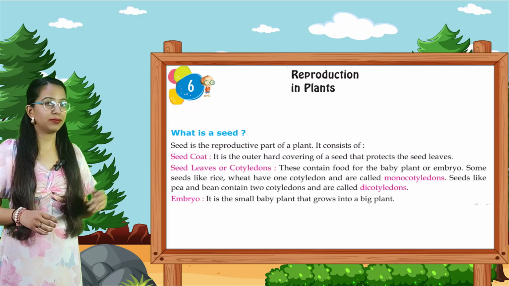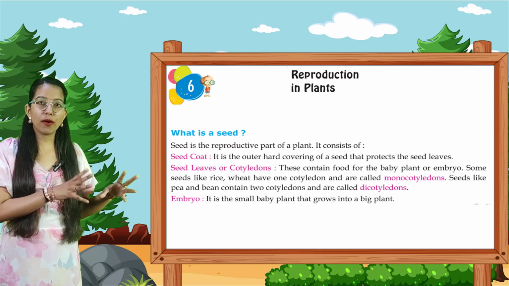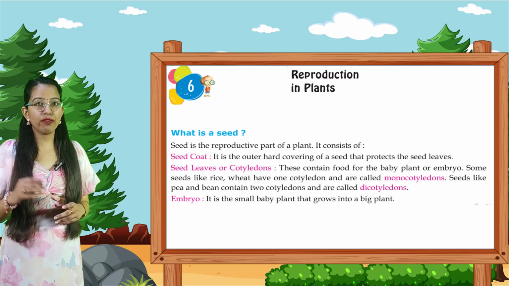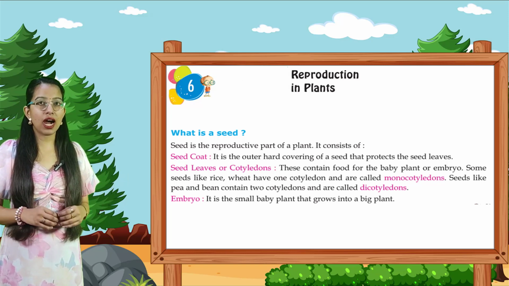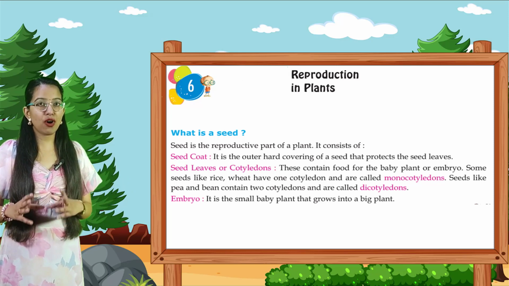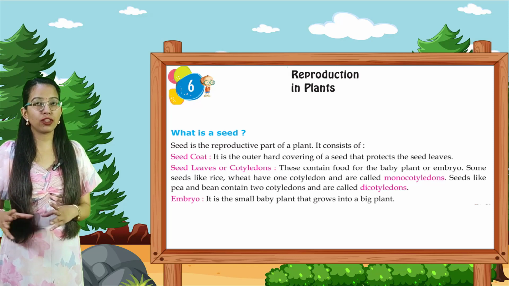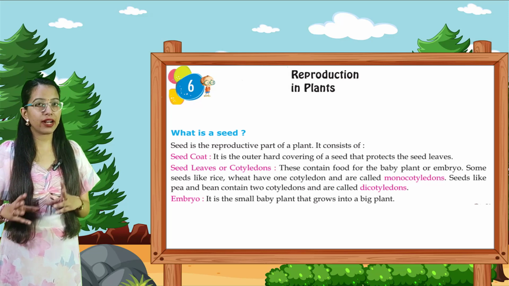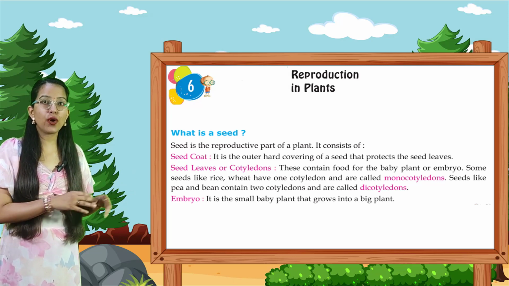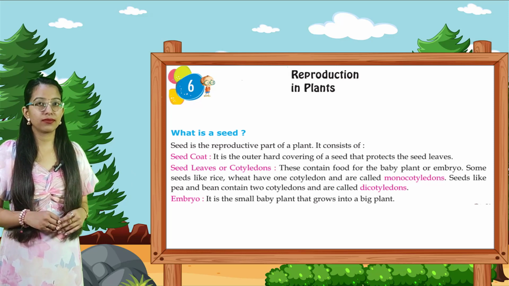What is a seed? A seed is the reproductive part of a plant. It consists of a seed coat. It is the outer hard covering of a seed that protects the seed leaves or cotyledons. These contain food for the baby plant or embryo. Seeds like rice and wheat have one cotyledon and are called monocotyledons.